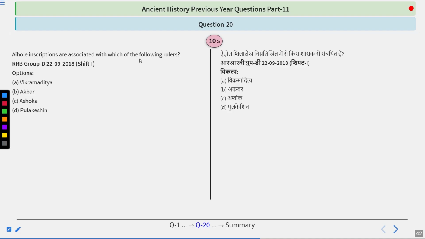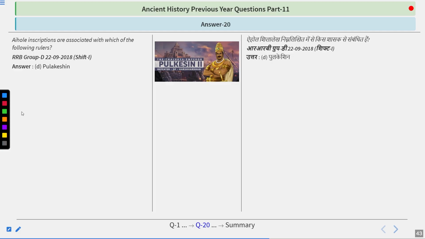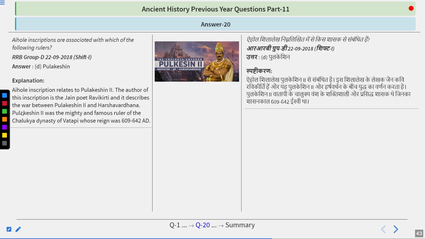Aihole inscriptions are associated with which of the following rulers? Vikramaditya, Akbar, Ashoka, or Pulakeshin? Try to answer this one. I hope the answer you are giving would be right, because this is quite a simple question. The answer is Pulakeshin. Because you must have never heard about Aihole related to Vikramaditya, Akbar, or any other king. Aihole inscription is related to Pulakeshin II. So sometimes try to answer the question with your common sense.